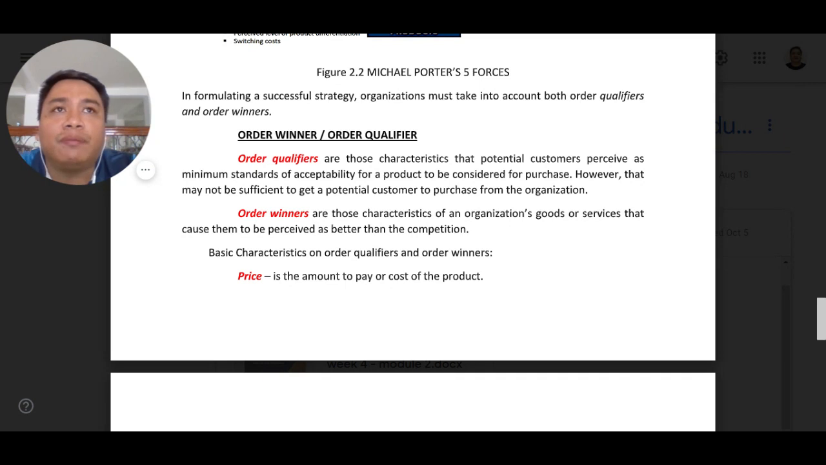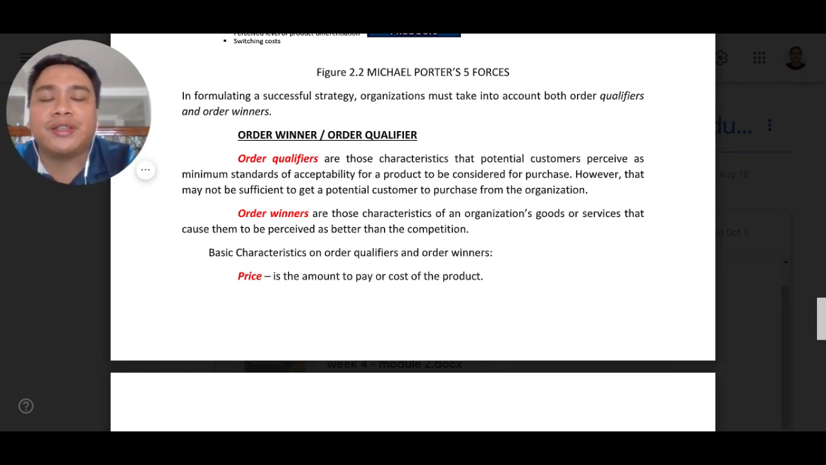For example, ang common type in terms of Jollibee and McDonald's, in terms of the burger products, they set the standards in the burger products, no? Same yung product nila. Pero what sets them apart? What sets them apart from those certain two products are considered what we call order winners. Or what we call order winners are those characteristics of an organization's goods or services that cause them to be perceived as better than the competition.